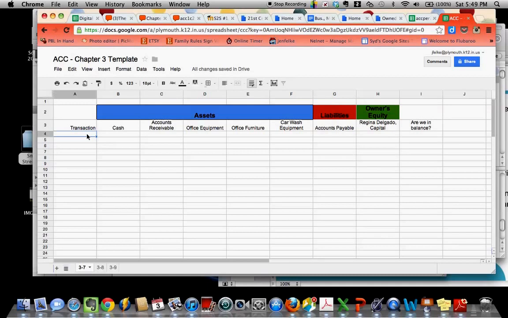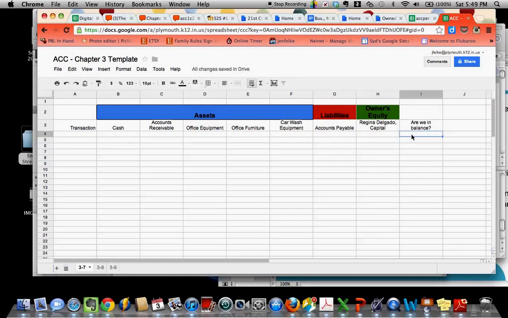Okay, so when we look at problem 3.7 on page 69, we need to look at each of those transactions and identify the accounts that are affected. We need to then classify those accounts. Are they a part of assets or liabilities or owner's equity? We need to determine, do these accounts go up or down? And then lastly, we need to make sure that we remain in balance. And I'm going to show you how to put a formula in there.